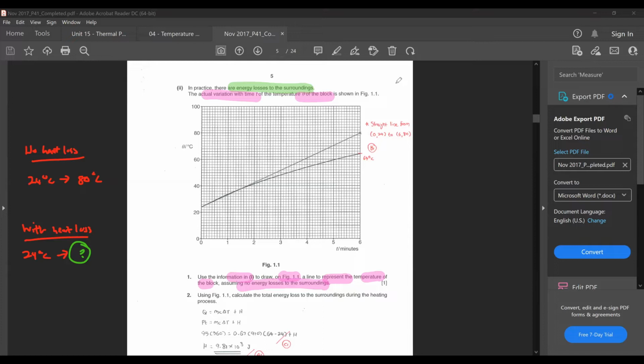Oh, sorry. What was I explaining just now? This one they say draw a line to represent the temperature of the block representing no energy losses to the surrounding. It's actually referring to this.